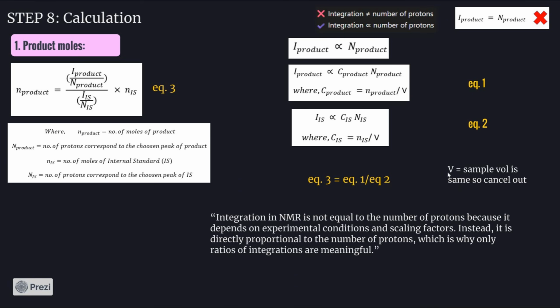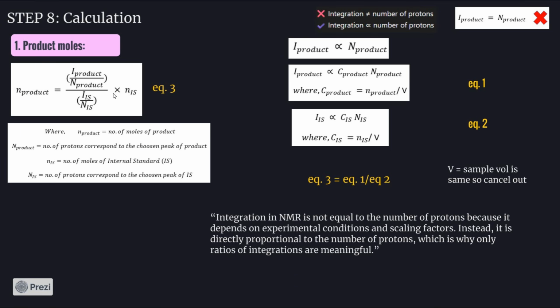And in the beginning, when we were taking the aliquot, that time also we don't need to know the volume, because the most important thing is the ratio of the integration of the product and the integration of the internal standard will remain the same. Doesn't matter if you took 1 ml or 0.5 ml, the integration ratio will remain the same. That's why volume doesn't matter. Okay, now we understood very clearly what is the source of this formula.